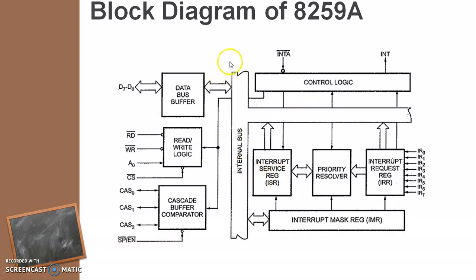Then whenever the first acknowledgement signal turns out, it will send out the call instruction. Okay, it will send out the lower byte of your call instruction and the upper byte of your call instruction. So by the time the second and third interrupt acknowledge arises, the complete call instruction, where the program control has to be transferred, will be sent.